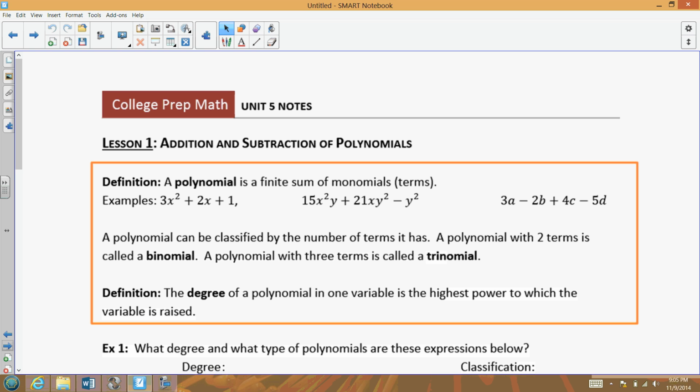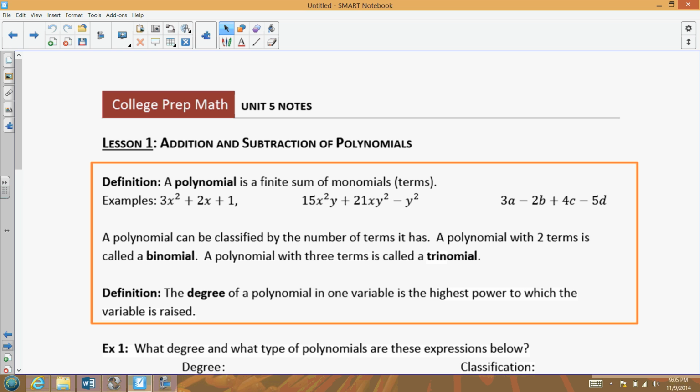So basically, this is just when we say combine like terms. You're just adding or subtracting polynomials. Before we begin with adding and subtracting, a couple of definitions that you have to know. The first one, a polynomial, is a finite sum of monomials. So monomials are terms. So here's just some examples here. These are polynomials because they have terms that are being added or subtracted.